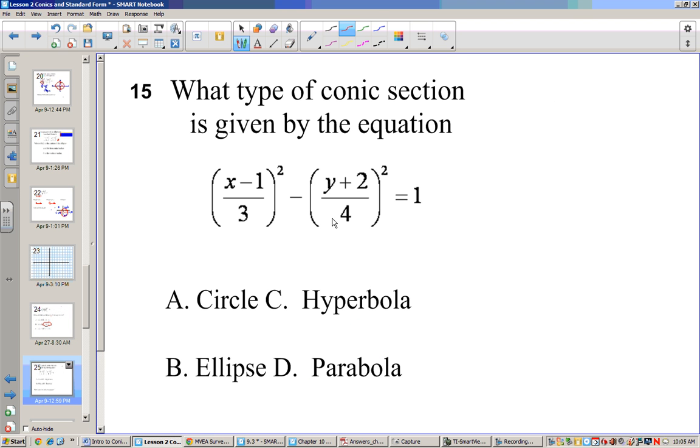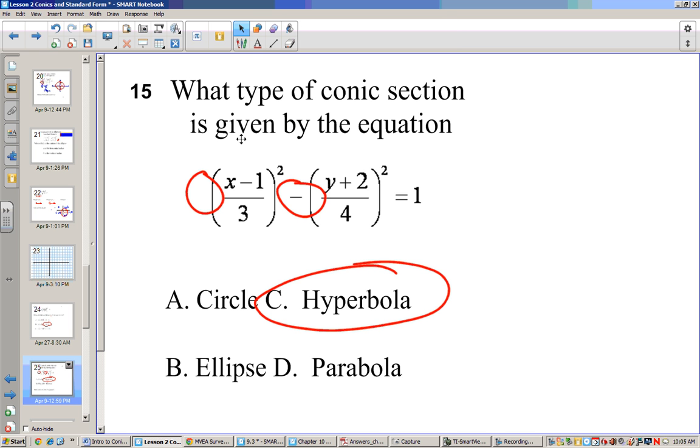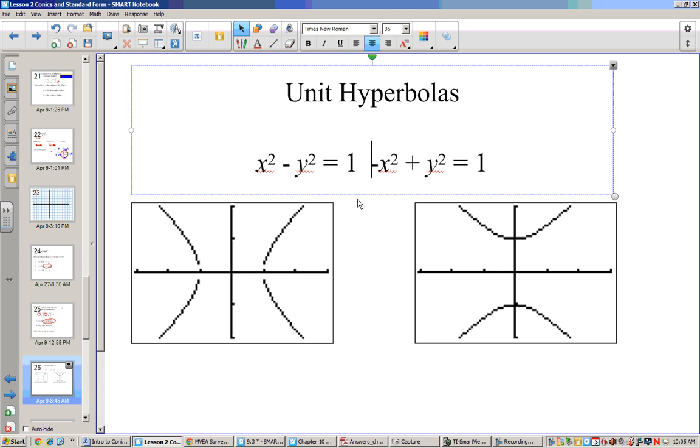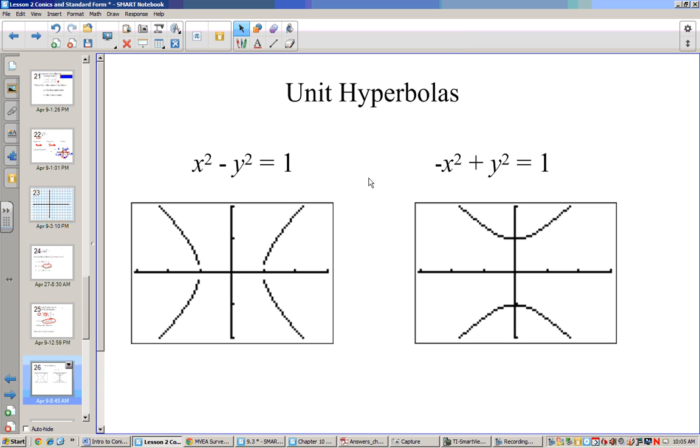Now if we look at this one, since x squared is going to be positive and y squared is going to be negative, this is going to be a hyperbola. Graphing hyperbolas is a little tricky. These are two unit parabolas, hyperbolas, which we talked about earlier. If the x is positive, it's going to break off in the x direction. If the y is positive, it's going to break off in the y direction.